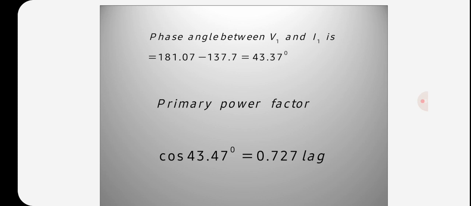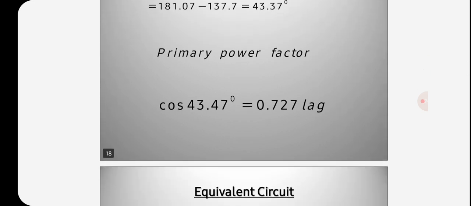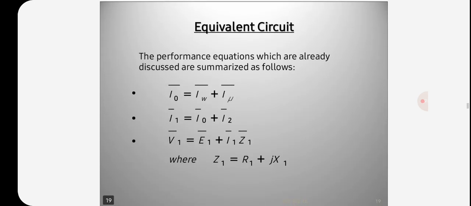And also the phase angle between V1 and I1 is equal to 181.07 minus 137.7, that is 43.37 degrees. So the primary power factor, cos 43.47 degrees, will be 0.727 lagging. So this is the primary power factor of the secondary problem.